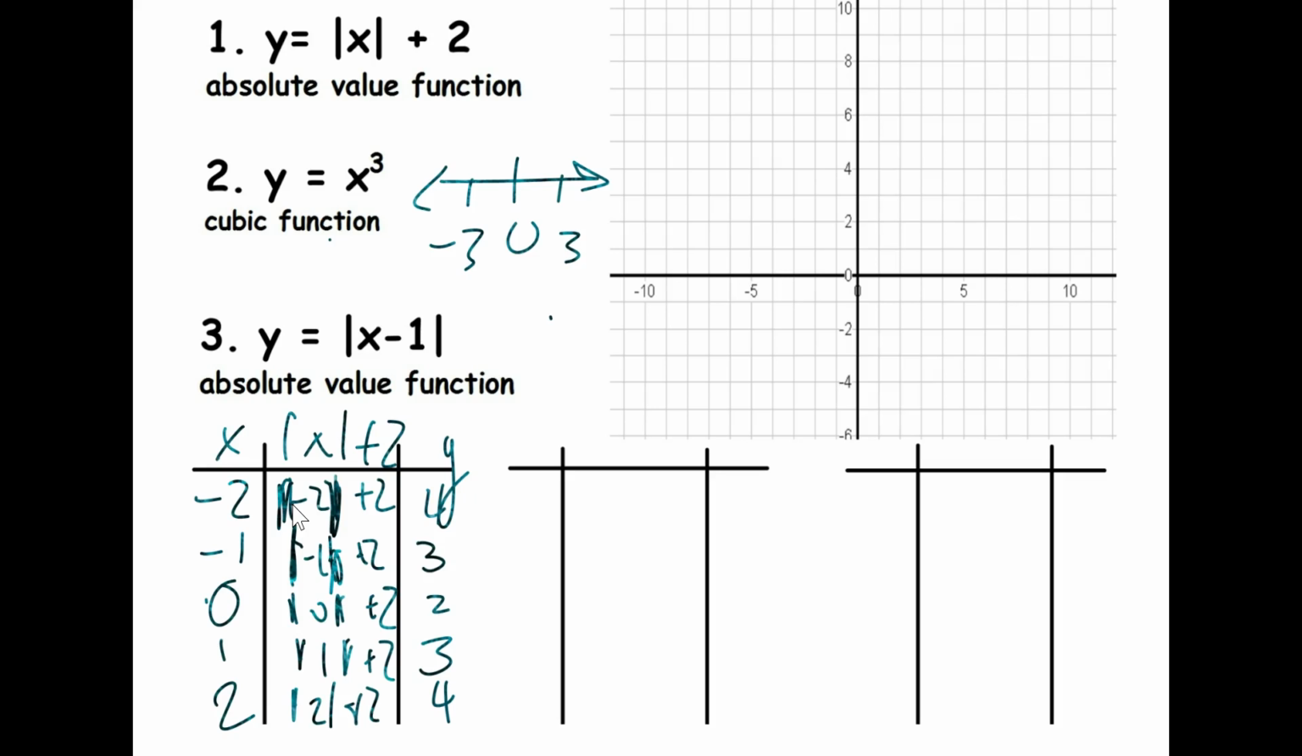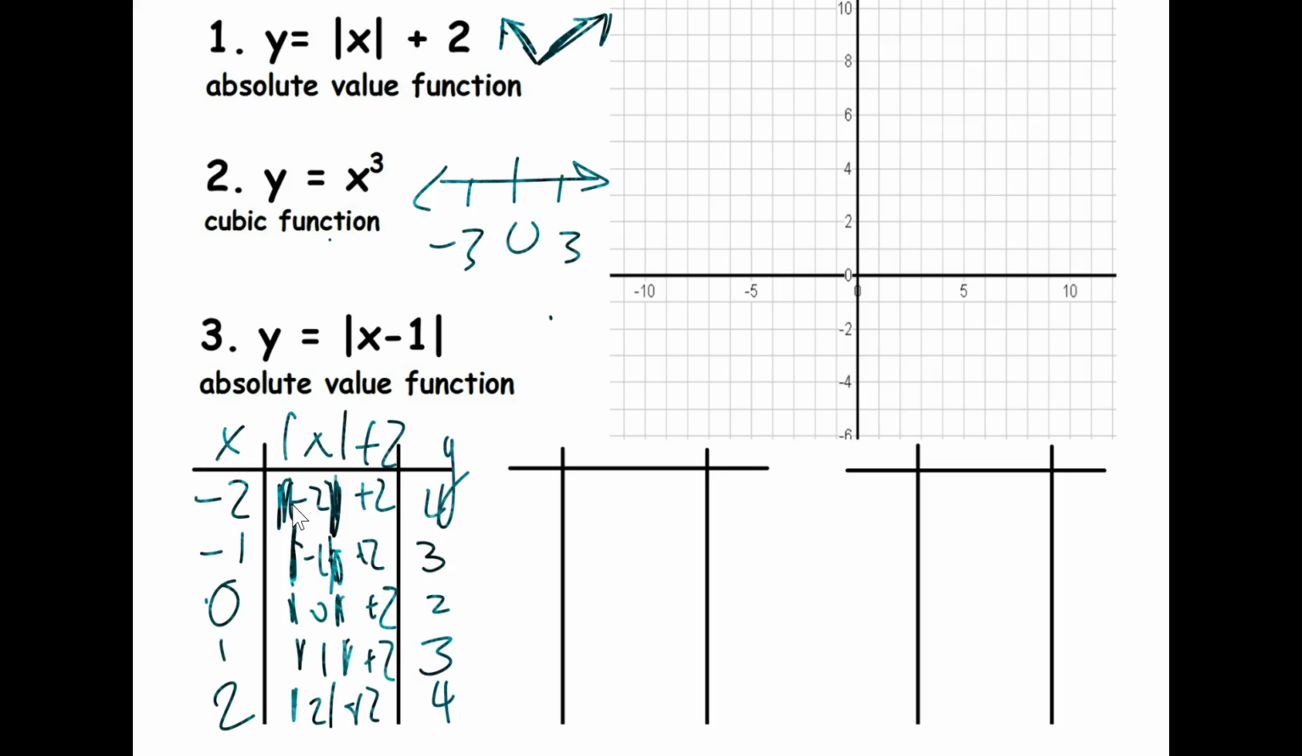Okay? All right. So when you graph this, because you're going to graph this on your own, I know we're used to making a U, but this makes a V. When you graph this, make sure you put arrows at the end. The absolute value makes a V.